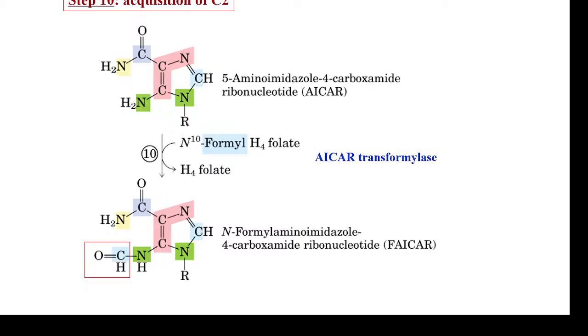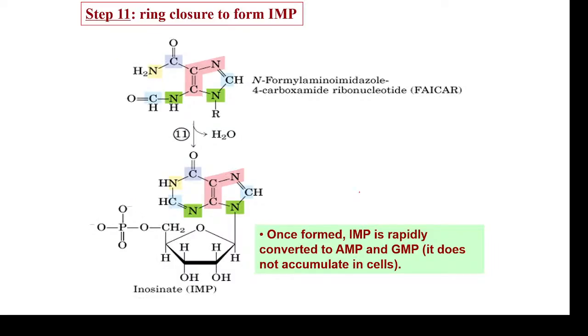Okay. So in the next step, to this AICAR, one more formyl group is attached, contributed by N10-formyl tetrahydrofolate to form FAICAR, that is N-formylaminoimidazole-4-carboxamide ribonucleotide. So this reaction is catalyzed by AICAR transformylase. So in the final step, this FAICAR undergoes cyclization to form the IMP, that is inosine monophosphate, which we call inosinate. So with the loss of water molecule.